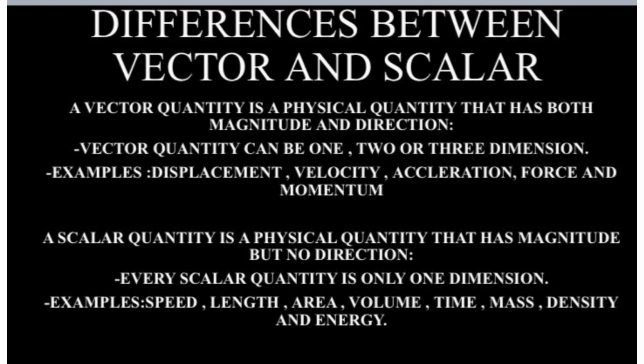Meanwhile, a scalar quantity is a physical quantity that has magnitude but no direction. Every scalar quantity is only one dimension. Examples: speed, length, area, volume, time, mass, density and energy.